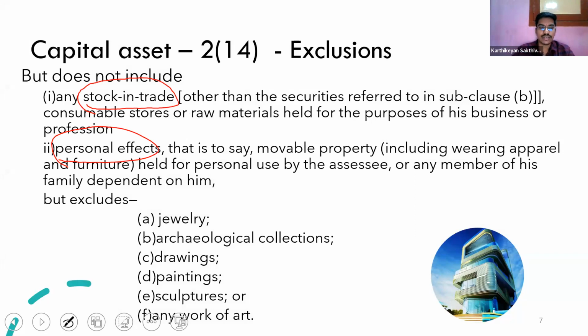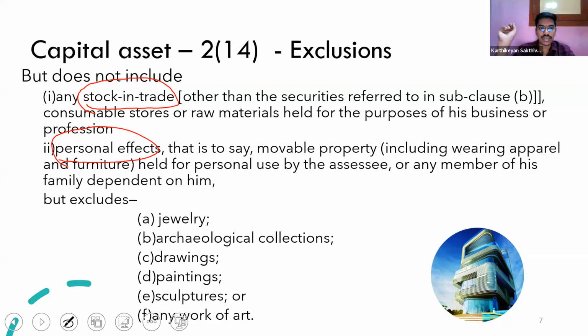Stock in trade: basically if you're trading in the business of aeroplanes, the aeroplane is your stock in trade. If you are dealing in chairs, chair is your stock in trade. If you are dealing with land and building, so basically if you are a real estate broker, or if you are into the business of real estate, then land and building is your stock in trade. So whatever income is arising from sale of a stock in trade, that will not be taxable under the head capital gains because it is not a capital asset.